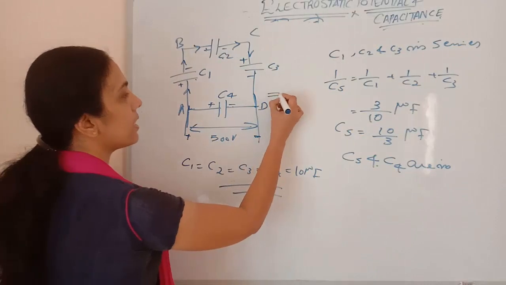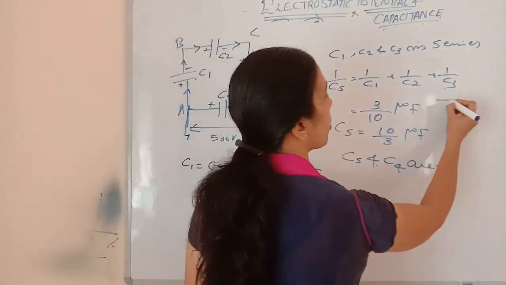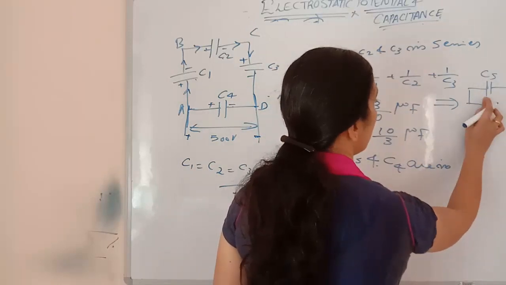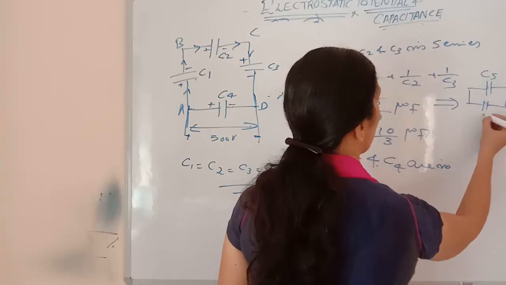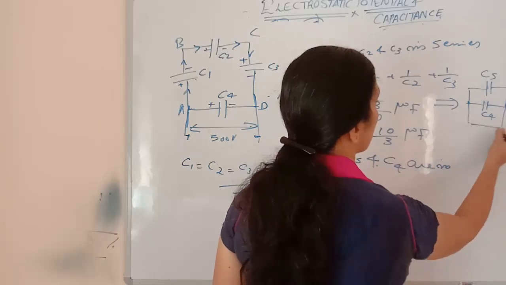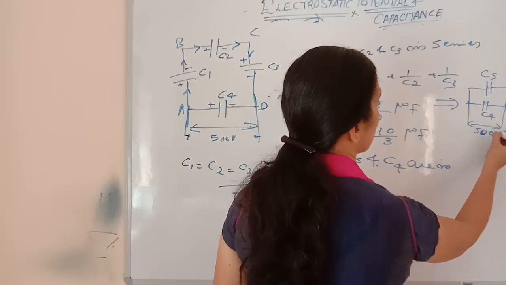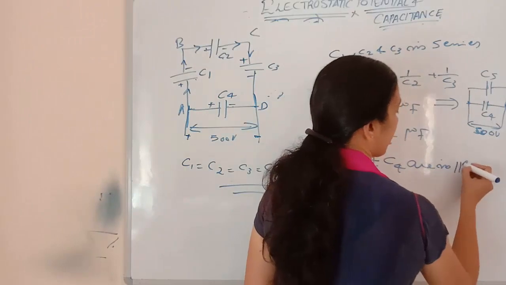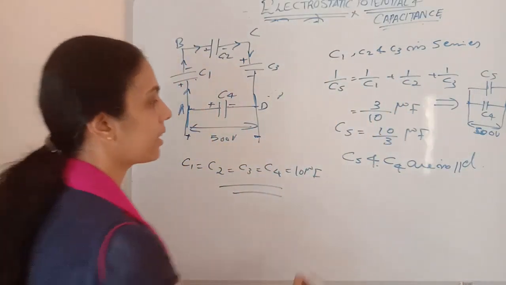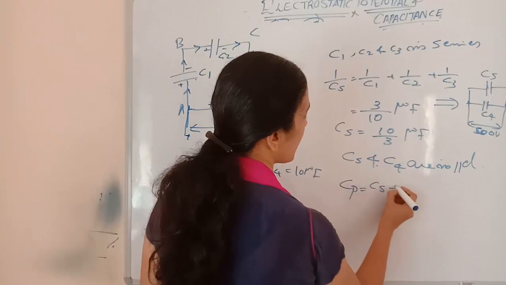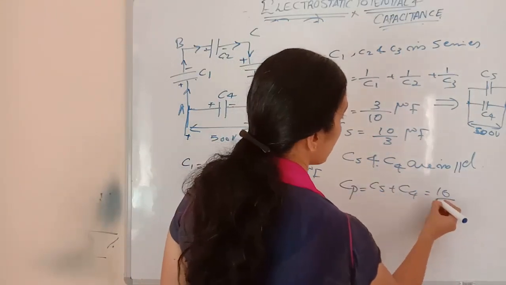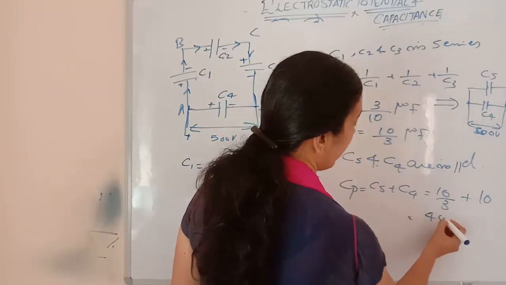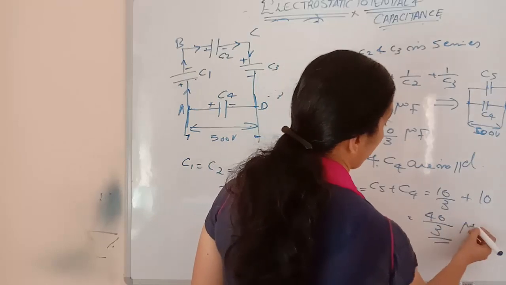See, instead of this Cs, what can we draw? Now we can draw 1 Cs here and 1 C4 there. Here 500 volt is given. So C4 and Cs are in parallel. Parallel connection means Cp will be equal to Cs plus C4. So we get 10 by 3 plus 10, which is 40 divided by 3 microfarad.